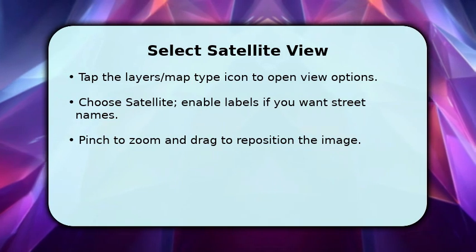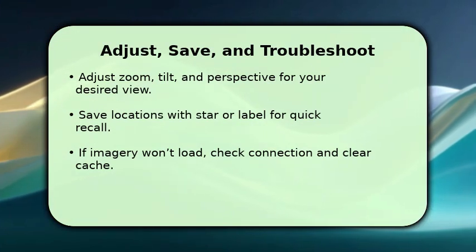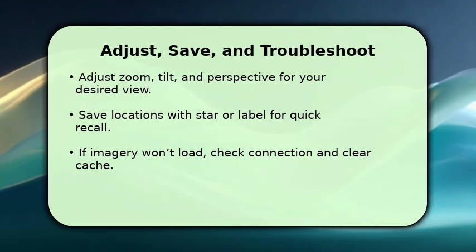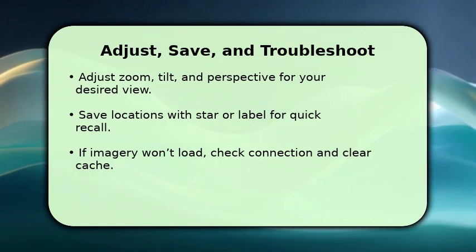Finish by fine-tuning zoom and tilt so the satellite image shows the area you need. On desktop, hold Shift and drag to tilt. On mobile, use 2 fingers. To keep this view handy, save the spot with a star or label in your account.